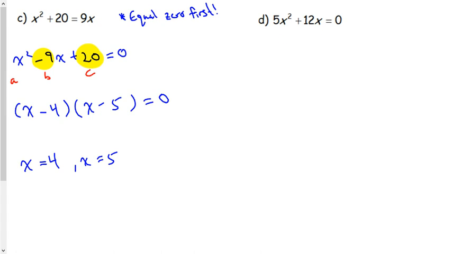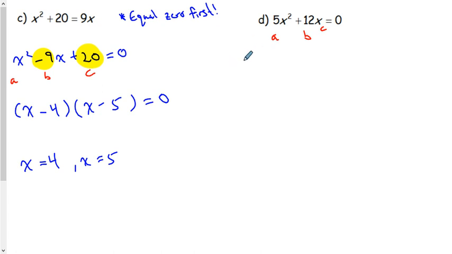Okay, let's try our next one here. Looks like I've got an a value of 5, a b value of 12, and there's no c. So our c value is actually in there, it's 0, plus 0. So we do have a c value, but it happens to be 0 in this case. Let's try and complete this one.